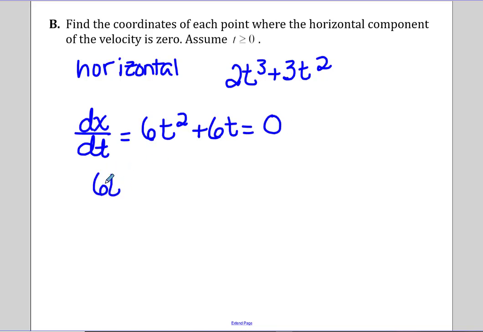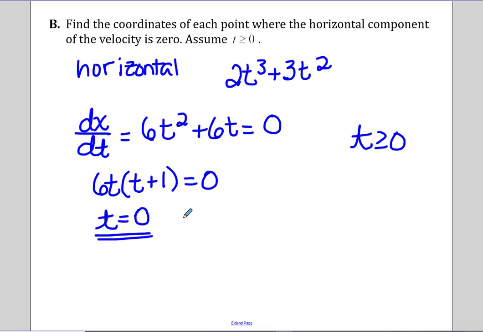So factoring out a 6t leaves us t plus 1. And assuming positive time, we only have one valid solution, that's 0, since t is not negative time. And we want to find the coordinate of that, so that would be the r of 0 when the time is 0. And substituting back into our original equation, 2t cubed plus 3t squared i gives us 0i. And 0 squared minus 12 times 0 gives us 0j.